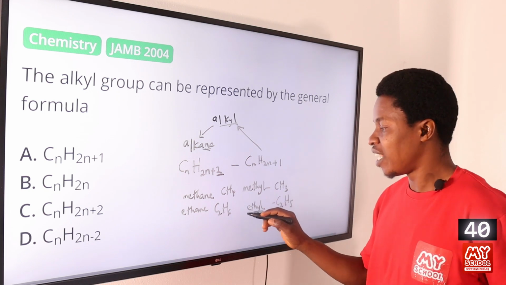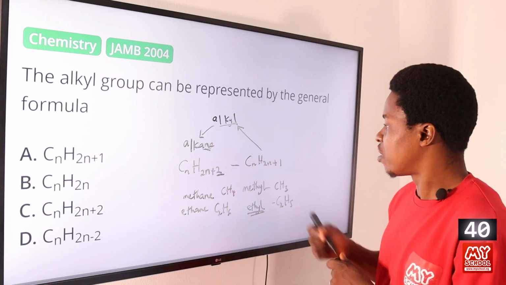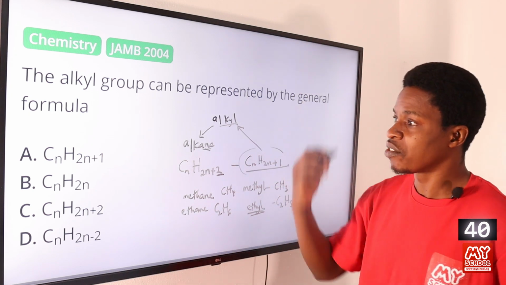Okay, so it becomes what? A substituent group that is added to that. So you just remove one hydrogen. So this is the general formula CnH2n+1. Let's look at the options we have.